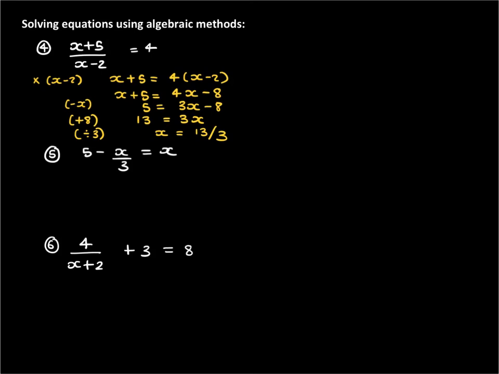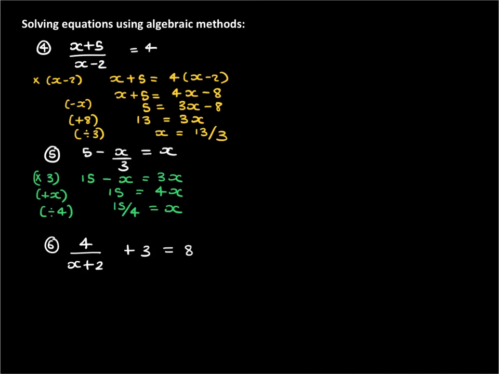Question 5. Now I'm going to multiply by 3. It's not the only way of starting this off. We must, however, remember to multiply all 3 parts of this by 3. So we get 15, subtract x equals 3x, add x, 15 equals 4x, and divide by 4, 15 over 4 equals x, or x equals 15 over 4.